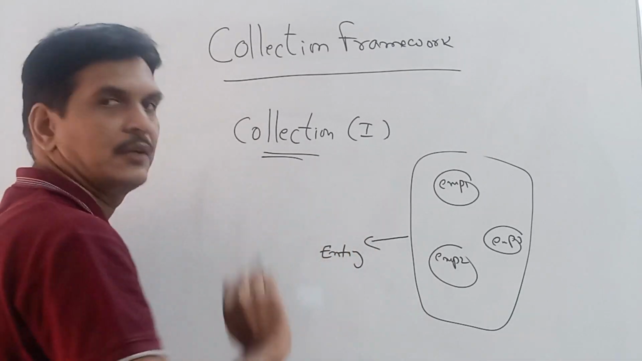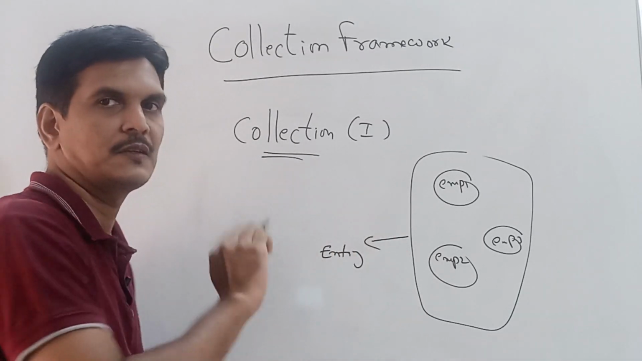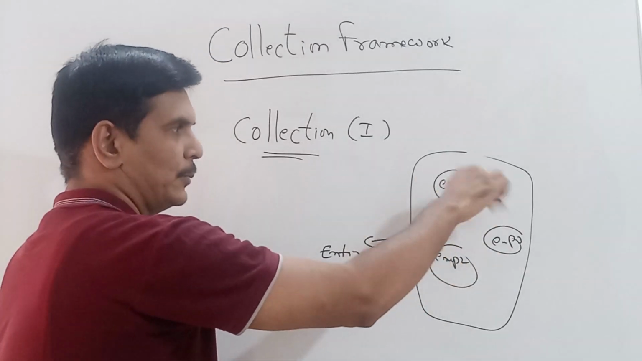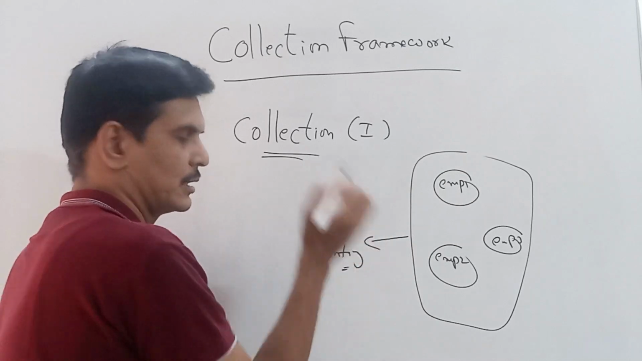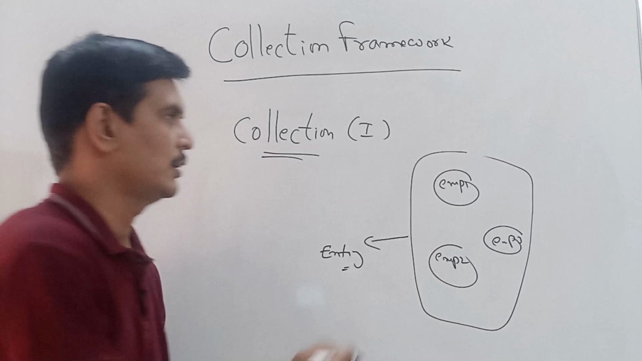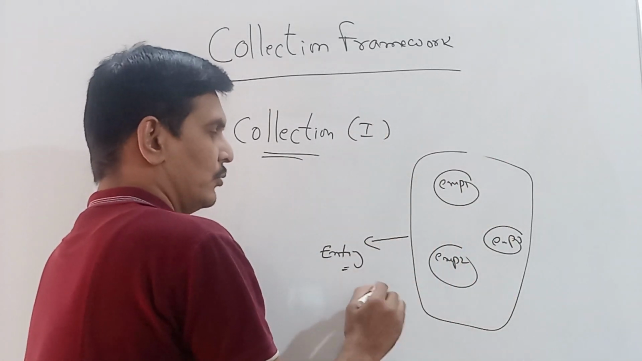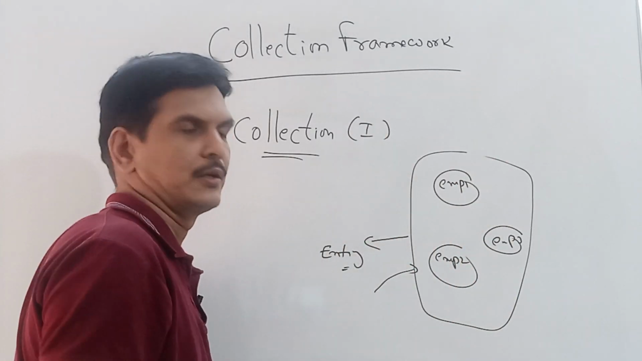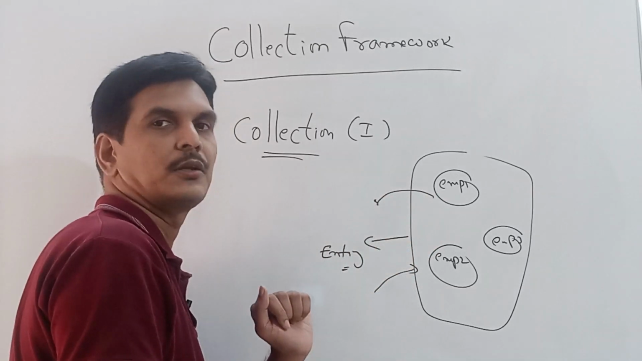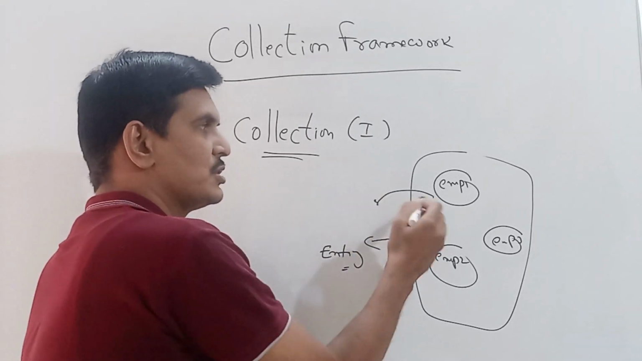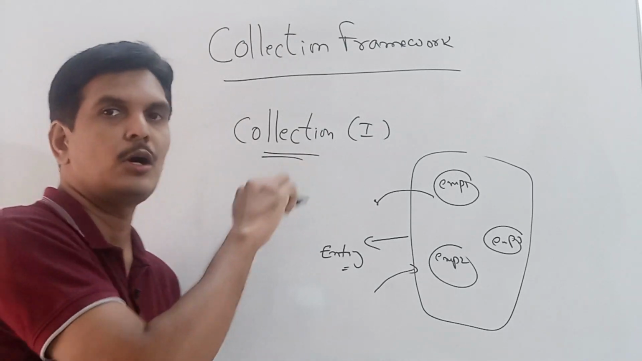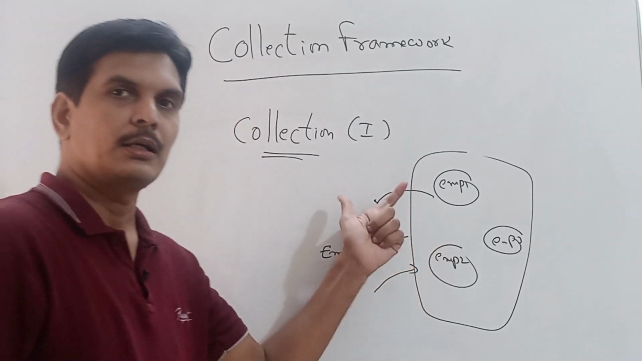To represent this collection, we need certain interfaces and classes, right? Here we have multiple objects represented as a single entity. So what are the common operations we do on these objects? Normally, when I have a collection, we add some object into it, or we remove an object from the collection. And sometimes we check whether an object is present inside the collection or not. These are the common operations we can do on a collection.